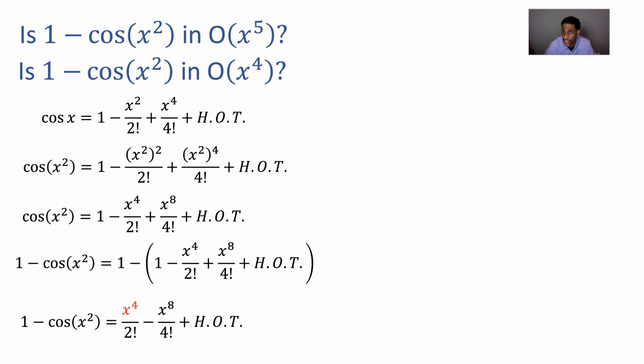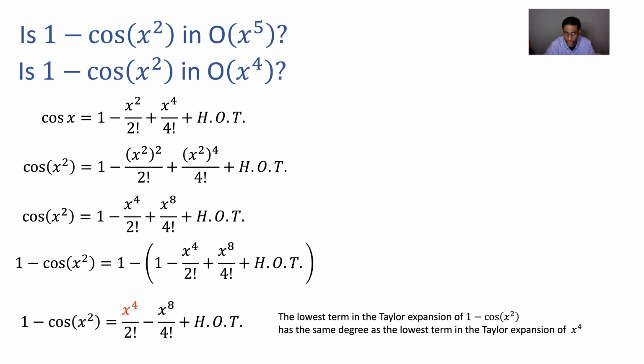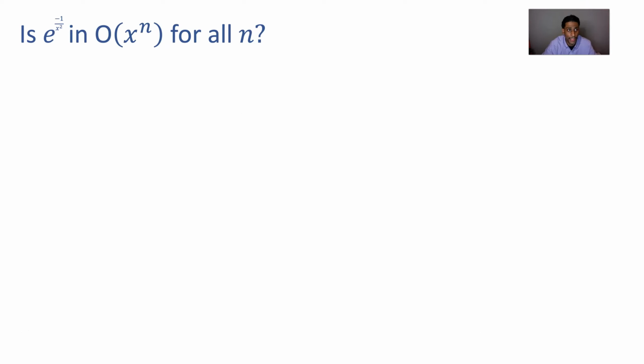So we focus on that lowest term. The lowest term in the Taylor expansion of 1 minus the cosine of x squared has the same degree as the lowest term in the Taylor expansion of x to the 4th. You are in big O of x to the 4th. You are not in big O of x to the 5th. All right, great. One more.